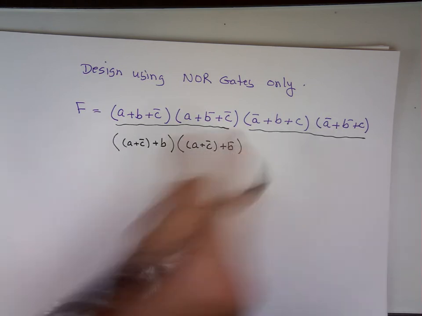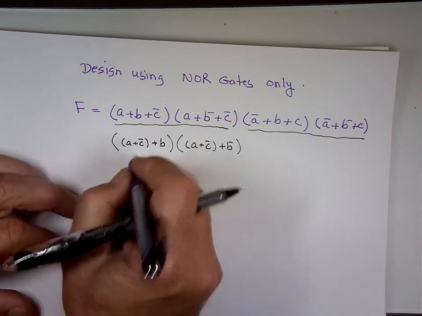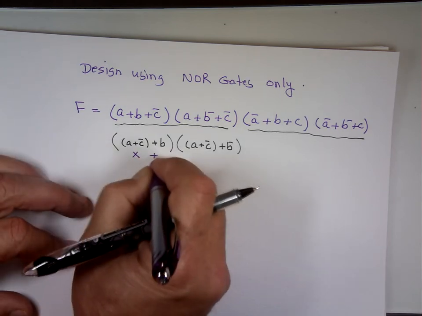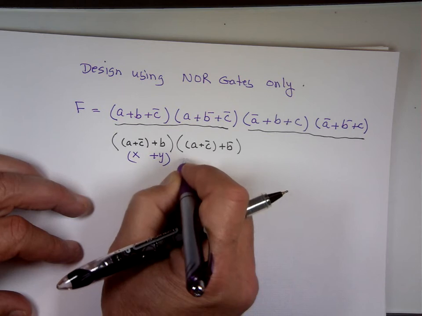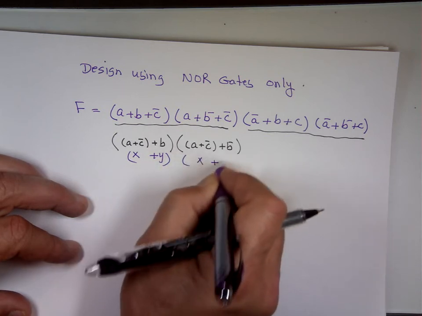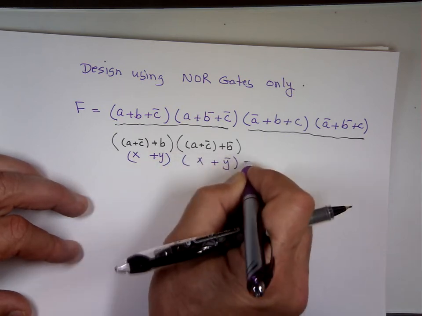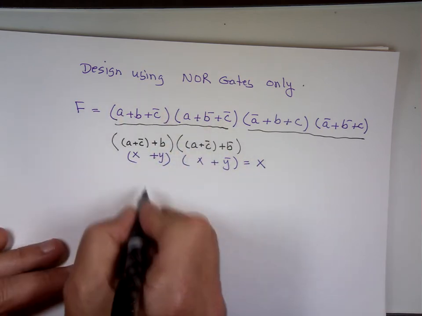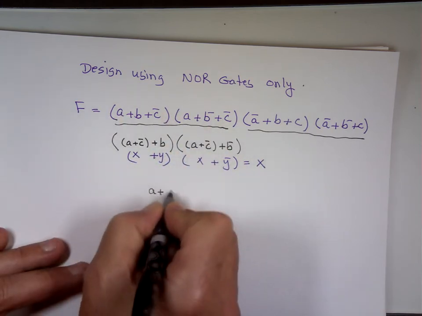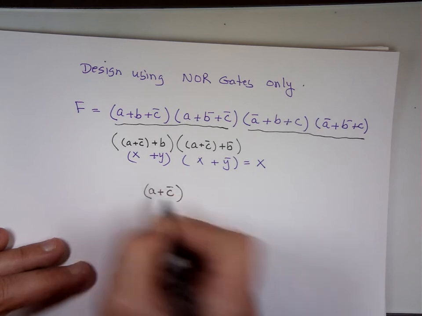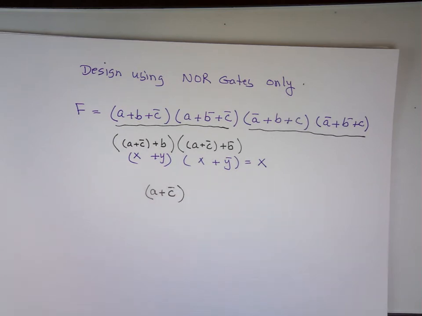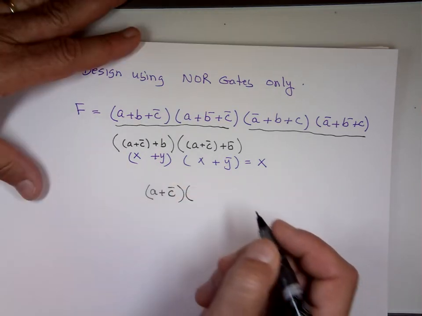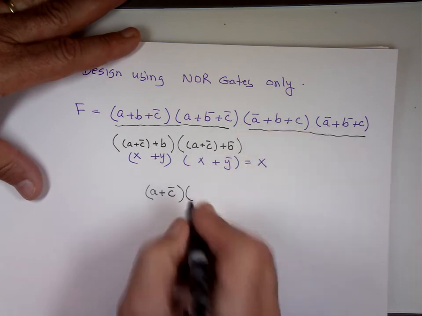A plus C bar is actually X, so X plus Y, X plus Y bar. We said the answer to that is what? X. So this first group should simplify to what? A plus C bar. What do you think the second group is going to simplify to? A bar plus C.